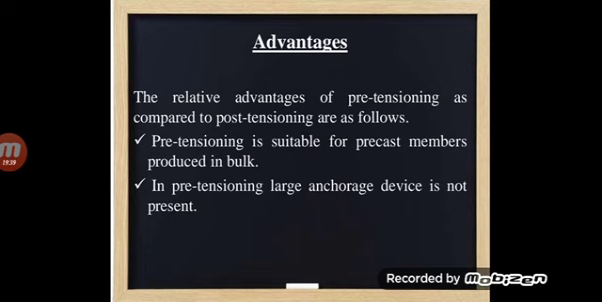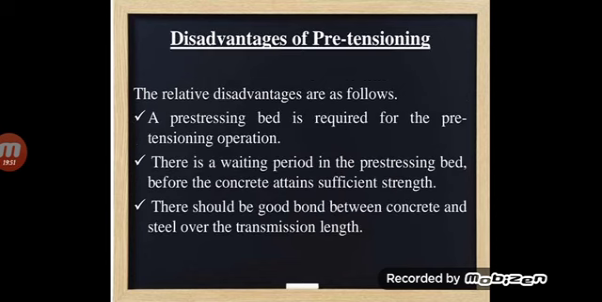Advantages. The relative advantages of pre-tensioning as compared to post-tensioning are as follows. Pre-tensioning is suitable for precast members produced in bulk. In pre-tensioning, a large anchorage device is not present. Disadvantages of pre-tensioning. The relative disadvantages are as follows. A pre-stressing bed is required for the pre-tensioning operation. There is a waiting period in the pre-stressing bed before the concrete attains sufficient strength.